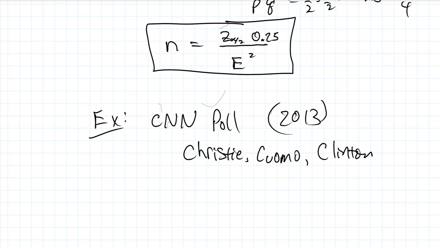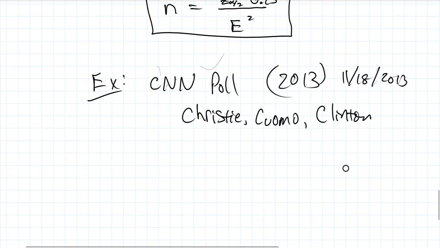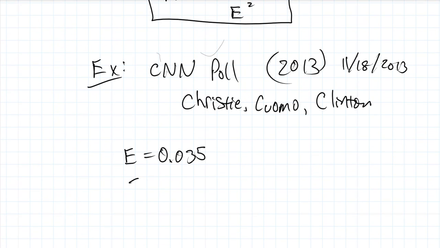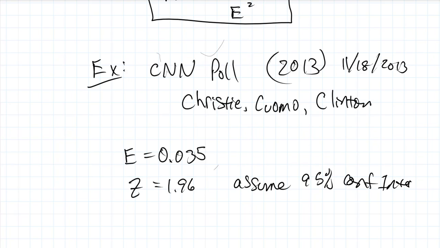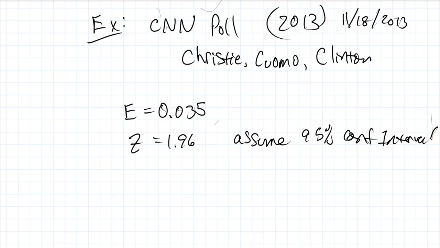And so early on, this I think was in November, it's an article that was November 18th, 2013. And so in this poll, the margin of error that they reported was 0.035. And the confidence level was 95%, so we're assuming a 95% confidence level. And let me tell you what they were asking. They were asking voters who it is that they were most likely to support.